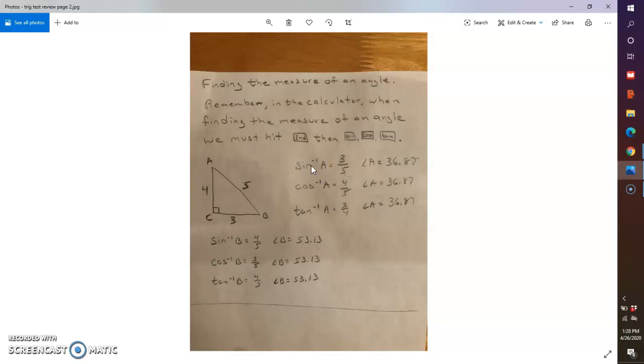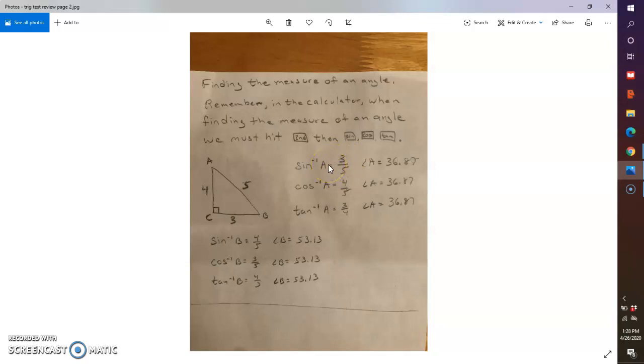The key to it is knowing how to work your calculator. So it's important that you fiddle around, play with your calculator, understand how it works. When we're finding an angle measure, we need to use the second function of sine, cosine, tangent. That's why I have these little negative ones right here. We call it inverse sine, inverse cosine, inverse tangent. And the reason we do that is it allows us to take our ratio and translate that into an angle.